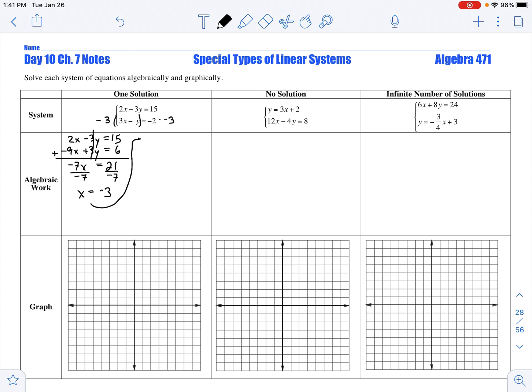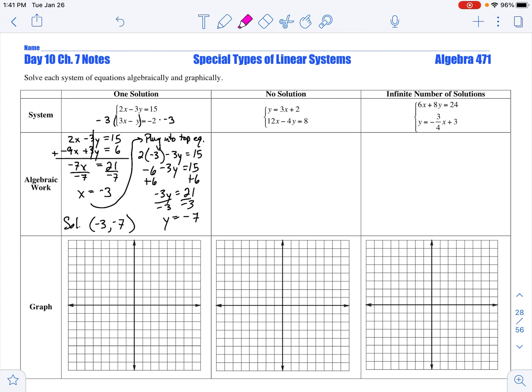When I plug this back in, I'm going to plug into the top. And when I plug back into the top equation, I get 2 times negative 3 minus 3y equals 15. Negative 6 minus 3y equals 15. Add 6. Negative 3y equals 21. Divide by negative 3. And y is going to be equal to negative 7. That tells me that my solution is negative 3 comma negative 7.